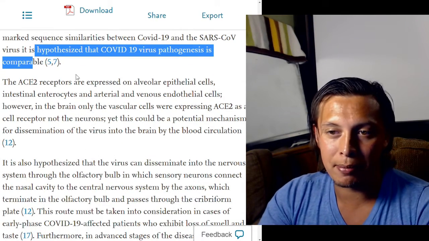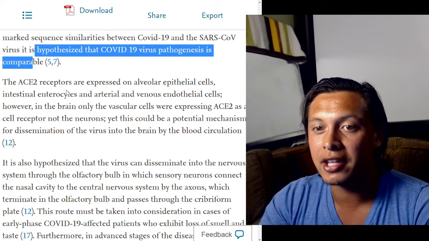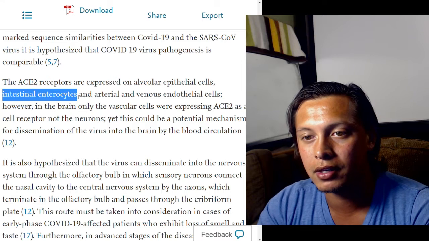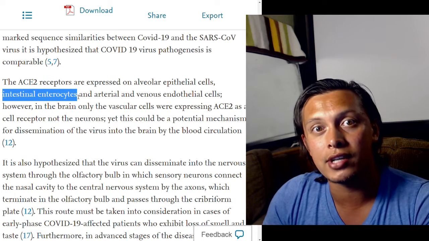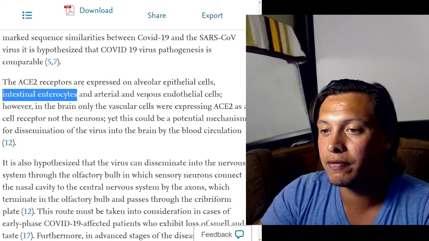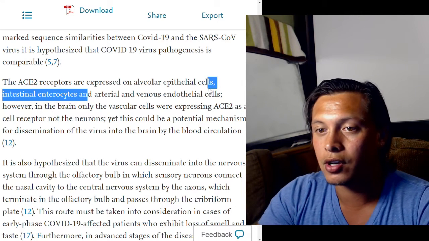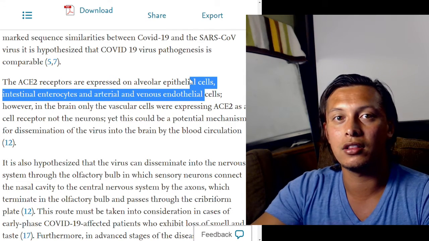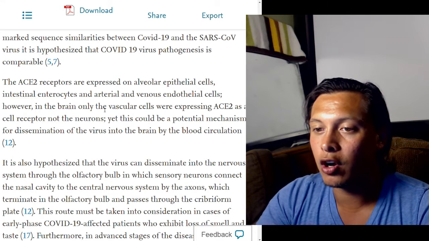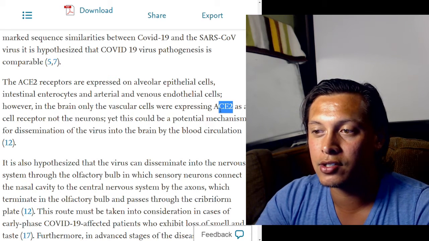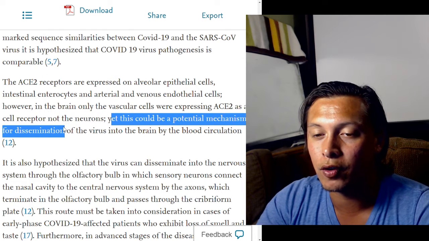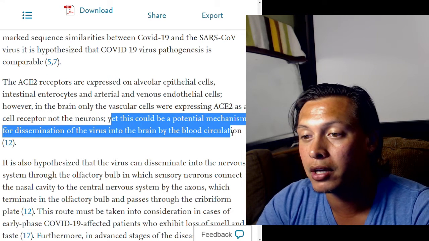Anyways, the ACE2 receptors are expressed on alveolar epithelial cells, intestinal enterocytes, which are the epithelial cells inside of your intestines that help absorb your food, and the arterial and venous endothelial cells. So a lot of layery or surfacey cells. However, in the brain, only the vascular cells were expressing ACE2 as the cell receptor, not the neurons. Yet this could be a potential mechanism for dissemination of the virus into the brain by the blood circulation.